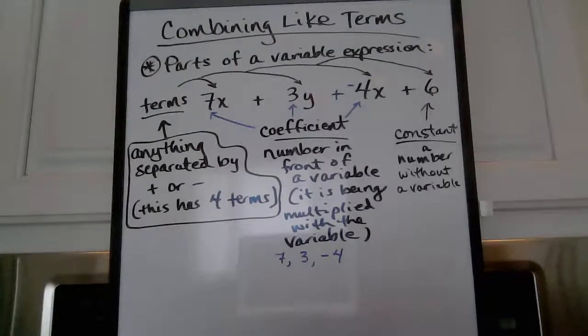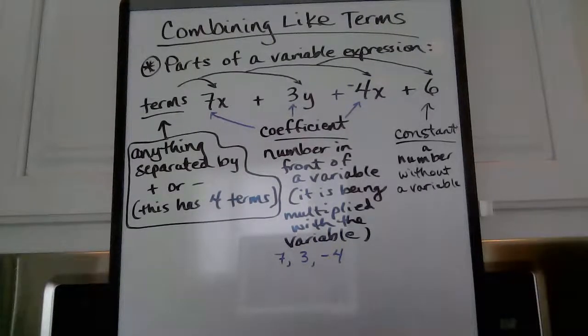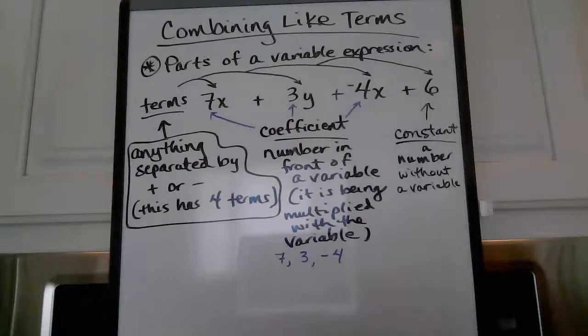Okay, and finally we have the number without a variable. That's called our constant. Variables vary. Depends on what values you assign to them or what values you need for them in your situation. A constant is something that doesn't change. So that constant is just a number without a variable. And in this expression, our constant is 6.